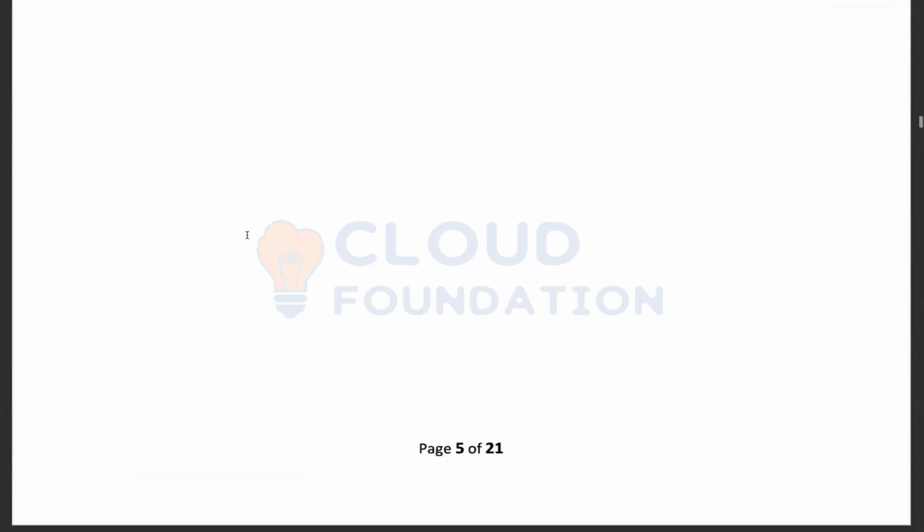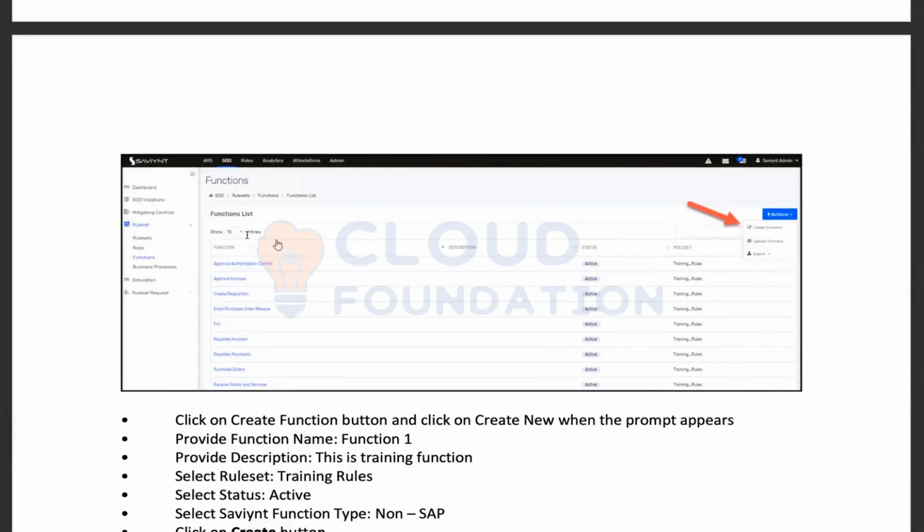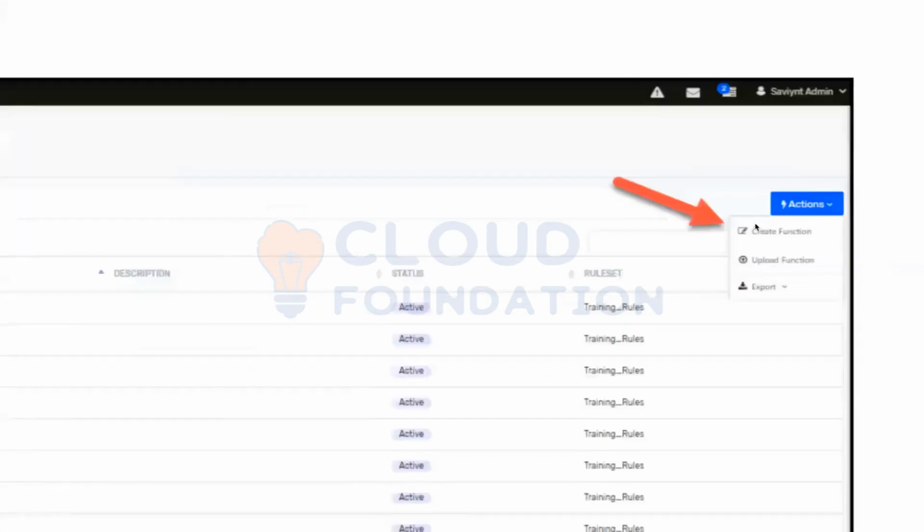What are functions? A function is just about defining which entitlement you want to be part of your SoD. In the last case, we were discussing if I want these two entitlements, the Salesforce administrator and Linux developer, we don't want these to be given together. What two functions will I create? I will create one function as Salesforce administrator and the second function as Linux developer. How do we do that? I'll click on functions. I will click on action. I will click on create function.